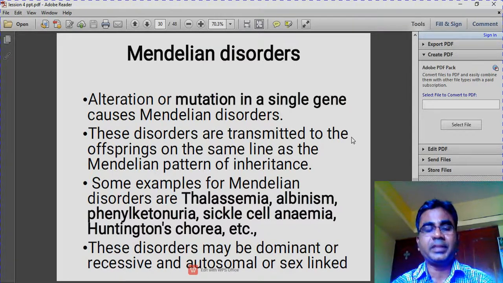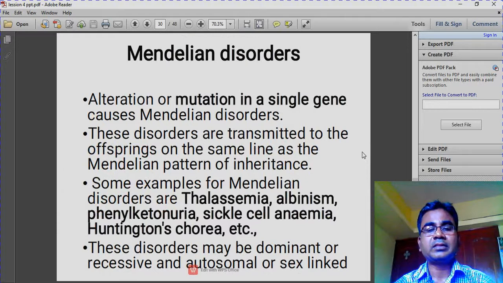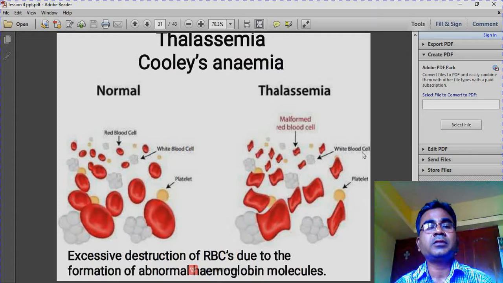These disorders may be dominant or recessive, and may be caused by autosomes or by sex chromosomes. Mendelian disorders may be caused by a dominant gene or a recessive gene, on an autosome or on the sex chromosomes. So there are different diseases: thalassemia, albinism, phenylketonuria, sickle cell anemia, Huntington chorea. So first, thalassemia.